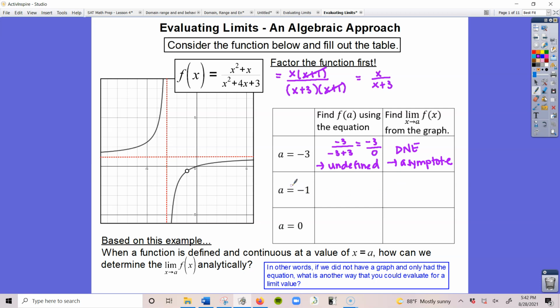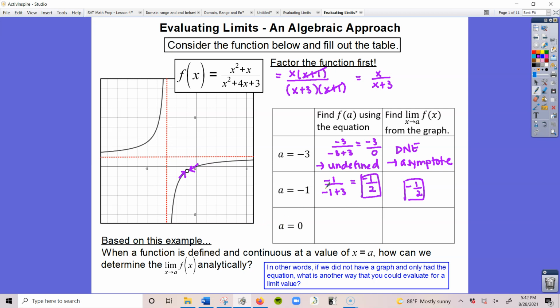Now let's see what we get when a is equal to negative 1. If I'm looking for f of negative 1, I'm going to plug it in. We get negative 1 over negative 1 plus 3, which leaves me with the answer negative 1 over 2. Now let's see if we can determine the limit at a is equal to negative 1. So here's negative 1. I look down. Remember, I have a hole, but the left side does equal the right side, and it looks to be about negative 1/2.